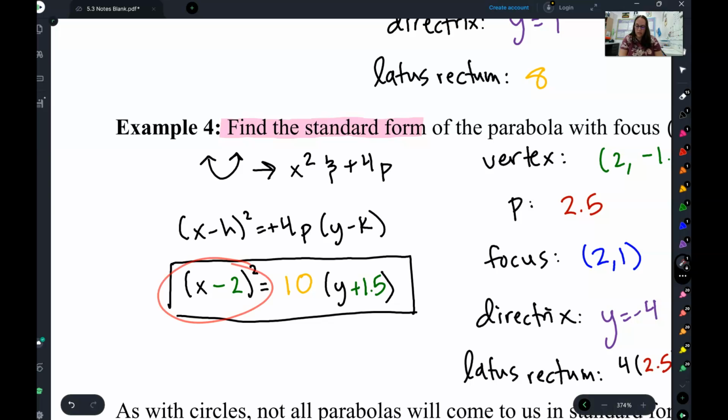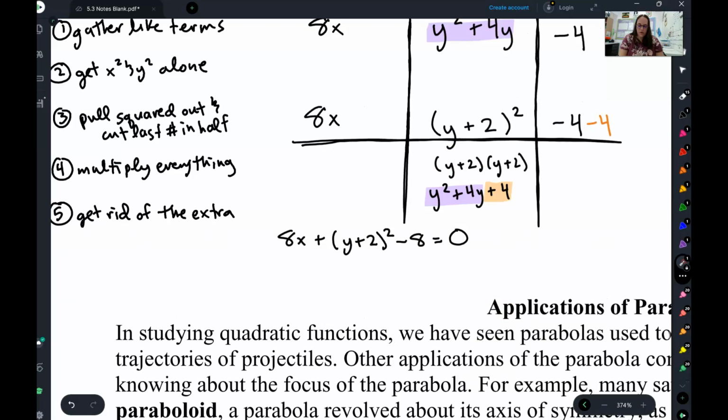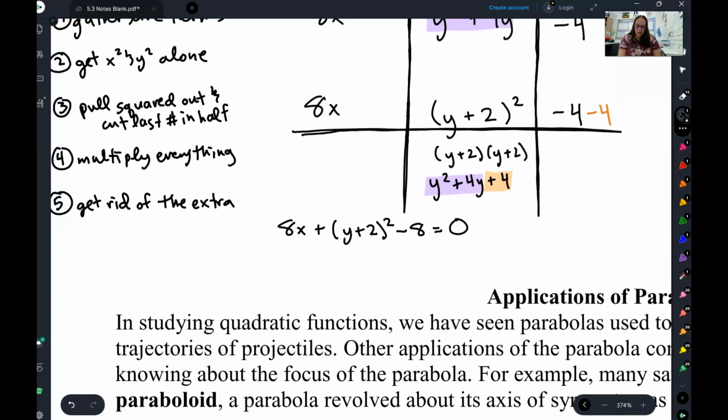So it looks like the first thing I'm going to do is I want to get the squared by itself on the left. So I'm going to come back here, get rid of the 8x and the 8, so that I can get the squared by itself. So now I have that.